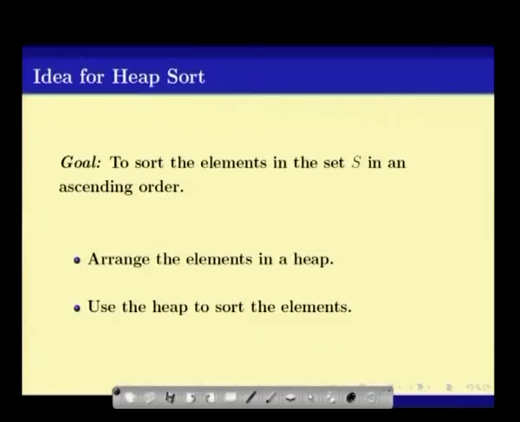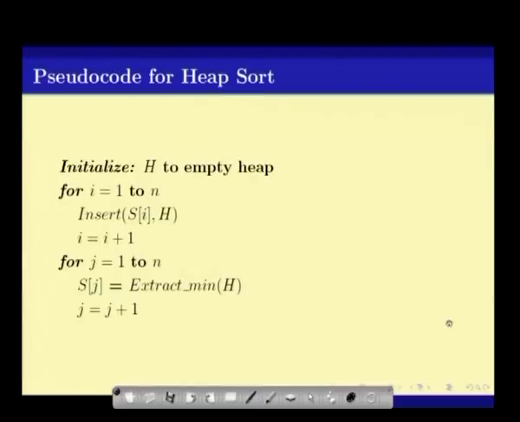So, we have been given the set S. The first step is to arrange the elements in a heap formation and then use this heap to sort the elements. So, here is the pseudocode. It is very simple. We take one by one element and insert it in this initially empty heap, and then we extract one by one. Note that this is very similar to the insertion sort. Here we are maintaining the heap structure, there we are just maintaining a sorted list.